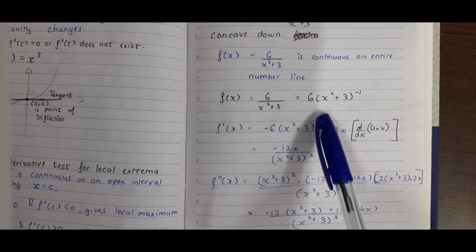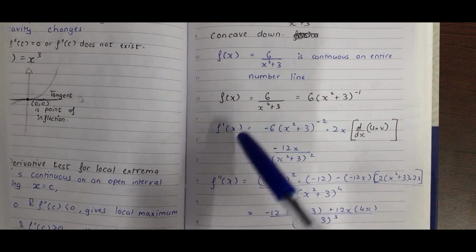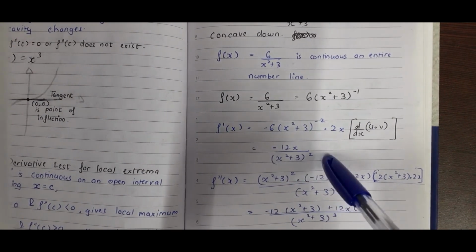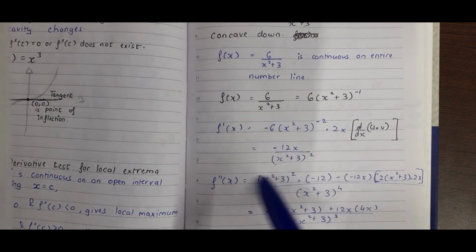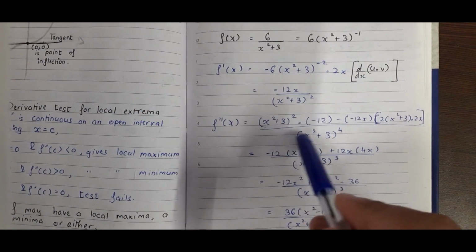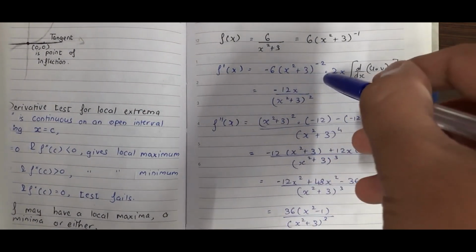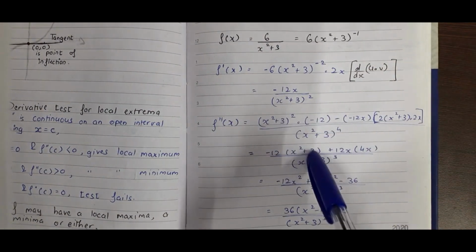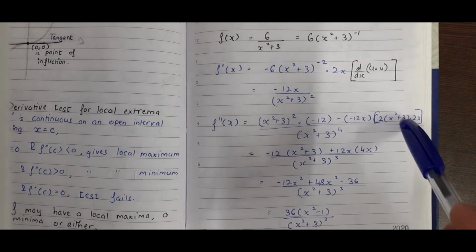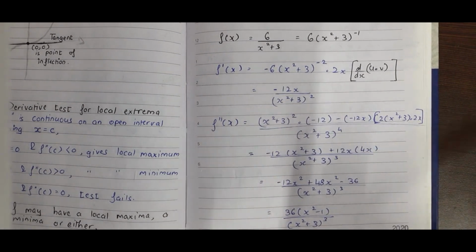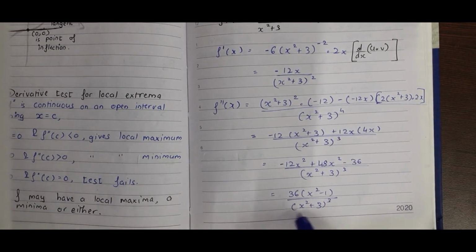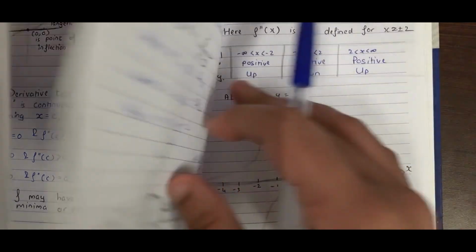This I can write as 6 times x square plus 3 to the power minus 1. I take my first derivative using my uv rule, so u derivative v plus v derivative u, and I get this value. For the second derivative, again I can take x square plus 3 to the power in the numerator, or I can just do the u by v rule, where it is v derivative u minus u derivative v upon v square, which on solving gives you this: 36x square minus 1 over x square plus 3 the whole cube.